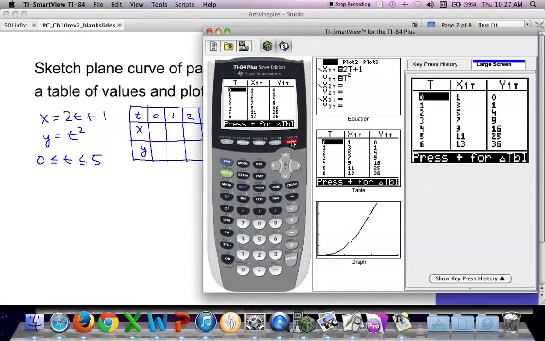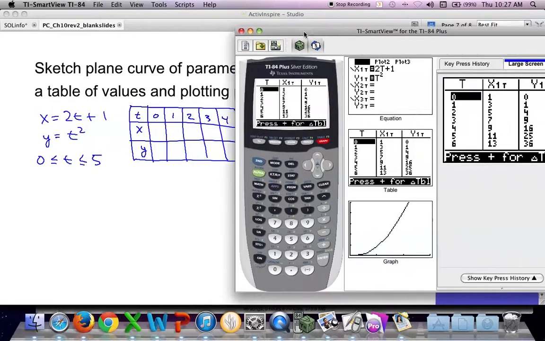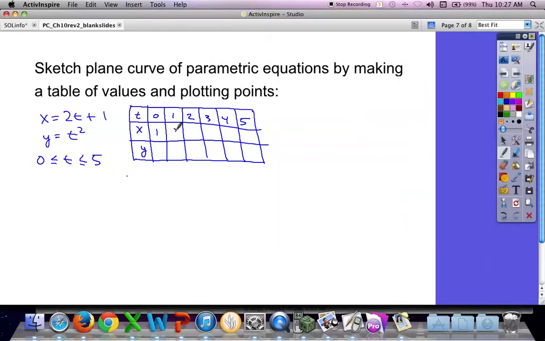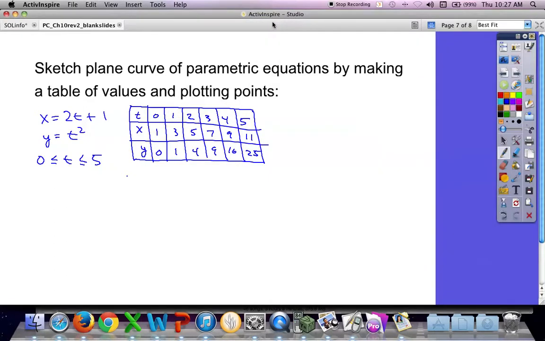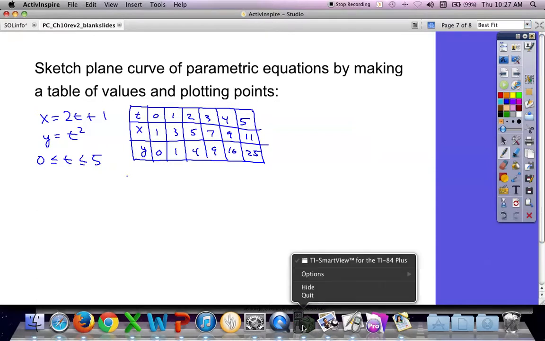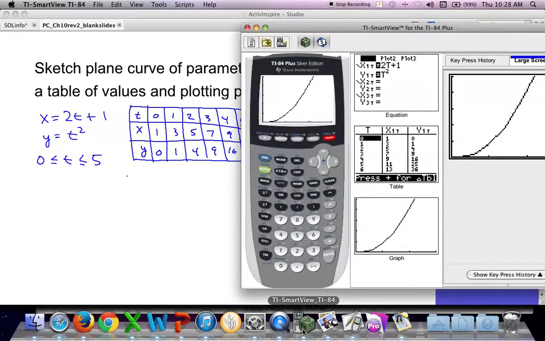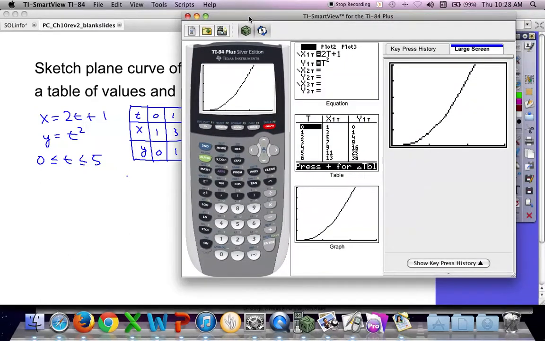those right there, 0, 1, 2, 3, 4, 5. So x is 1, 3, 5, 7, 9, 11. And then y would be 0, 1, 4, 9, 16, 25. So fill in your table of values and plot. I did use the calculator and put my graph in, and it looks something like that.